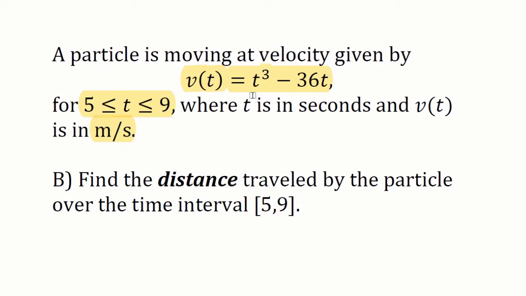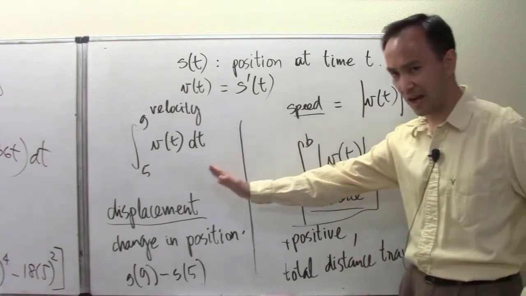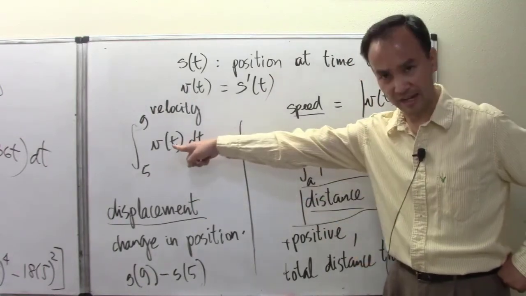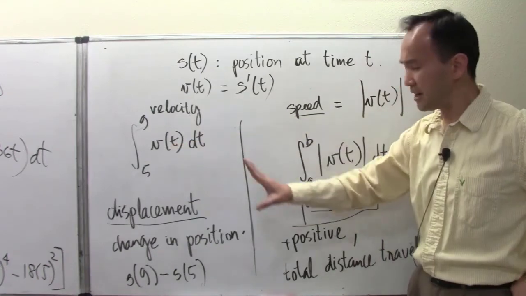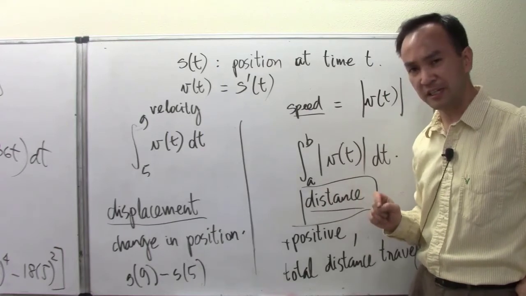So that's velocity. But now we want to find the distance traveled by the particle. Okay, we want to find the distance. And so I brought up that explanation: now we're not finding displacement. Part A was finding displacement, and we simply took that integral. But now, after we're done with part A, part B is asking for the distance.